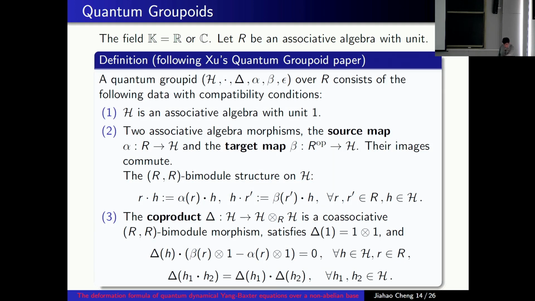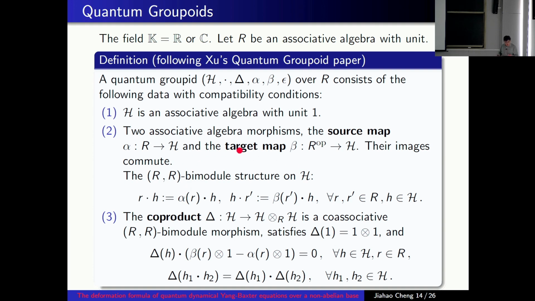Okay, so let's quickly recall the definition of quantum groupoid in the sense of Xu. A quantum groupoid first contains an associative algebra with unit, over a base ring R, and R can be non-commutative. It has two maps called the source map and the target map. The source map is R to H, an algebra map, and the target map is from the opposite algebra of R to H, so it's also an algebra map. And we require the images to commute.